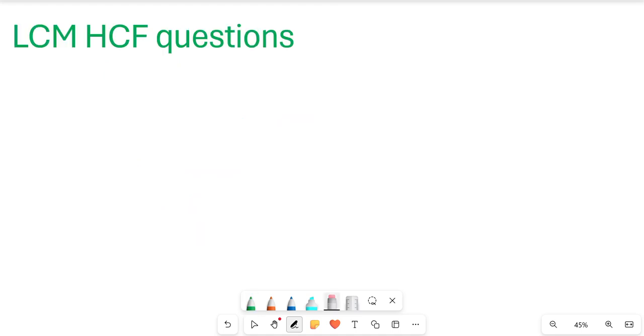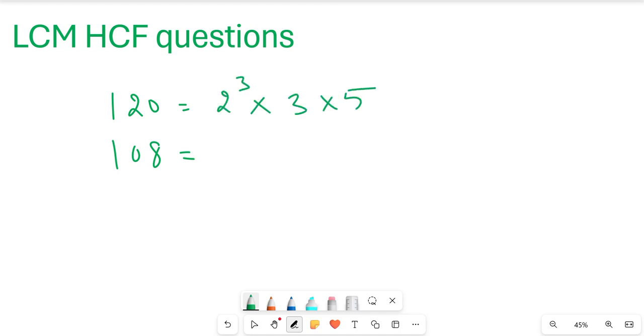Now comes LCM HCF questions. Let me take two numbers, 120 and 108. I know the prime factorization of 120 is 2 cube into 3 into 5, and for 108 it is 2 square into 3 cube. I am assuming you all know the prime factorization. We are just revising the concept quickly. Now here for HCF I have to pick the lower powers. So amongst 2 cube and 2 square I will pick 2 square. Amongst 3 and 3 cube, I will pick 3. I need the biggest number which will divide both the numbers, so all the common factors I am picking. 5 is not present in 108. So this is the HCF.